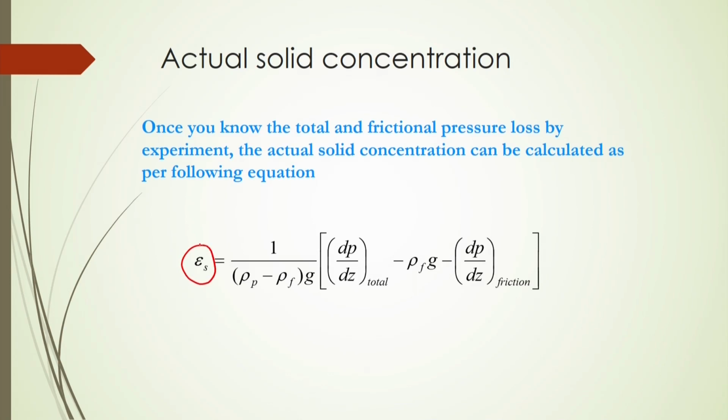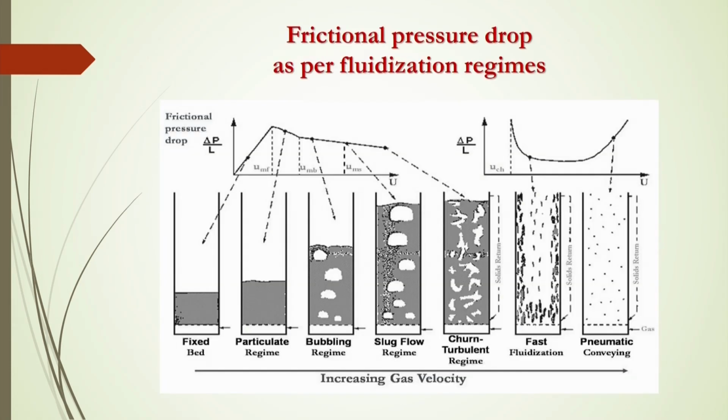So, epsilon s is to be calculated here as 1 by (rho p minus rho f) into z, and if you know the total pressure drop and if you know the frictional pressure drop and head, of course, you can calculate what should be the solid fraction inside the bed at dynamic condition. Now, see in this figure, it is seen how the frictional pressure drop will change based on the flow regime of the fluidized bed.